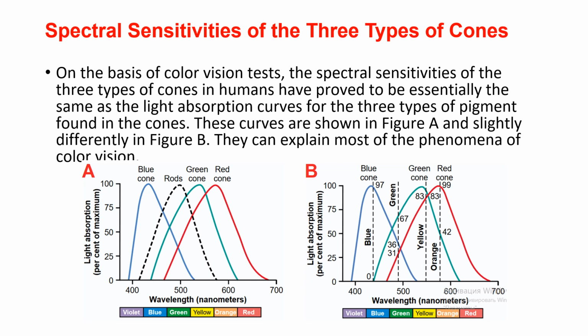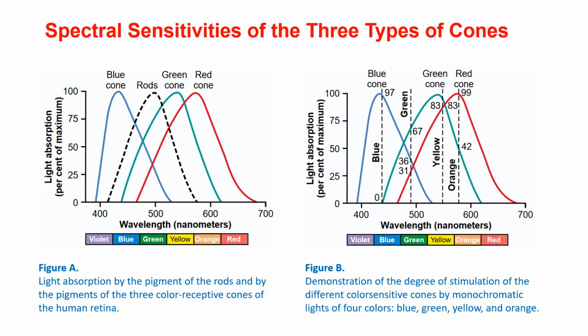On the basis of color vision tests, the spectral sensitivities of the three types of cones in humans have proved to be essentially the same as the light absorption curves for the three types of pigment found in the cones. These curves are shown in Figure A and slightly differently in Figure B. They can explain most of the phenomena of color vision. Figure A. Light absorption by the pigment of the rods and by the pigments of the three color receptive cones of the human retina. Figure B. Demonstration of the degree of stimulation of the different color-sensitive cones by monochromatic lights of four colors: blue, green, yellow, and orange.